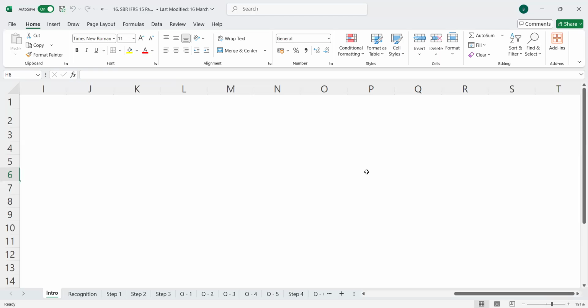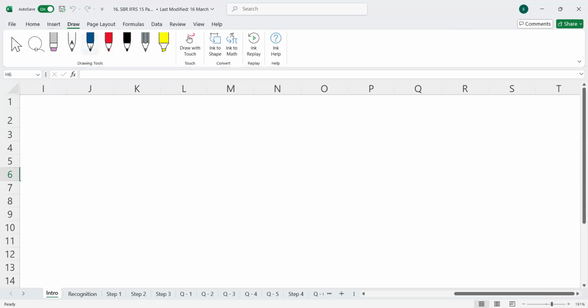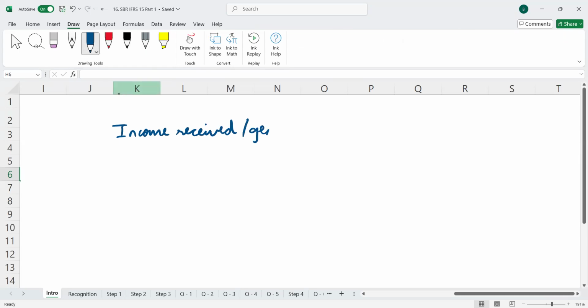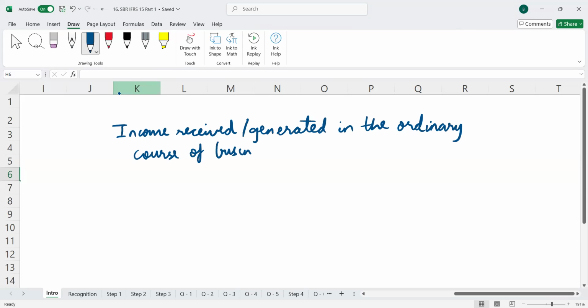Okay. Now, what do I mean by revenue? Revenue is such an important thing in the financial statements that we have a separate standard for this. What is actually revenue? It is any income received or generated in the ordinary course of business. Let us say my business is to deliver lectures. Any income that I receive or generate by delivering lectures will be my revenue.